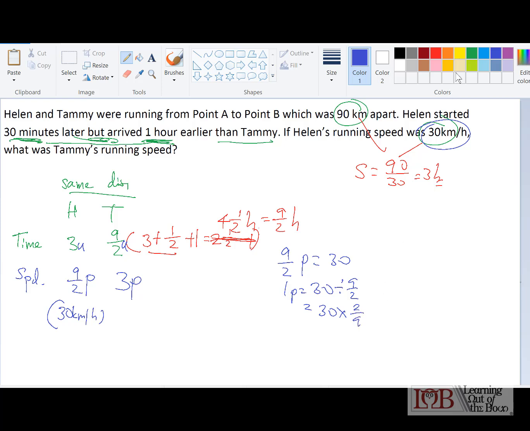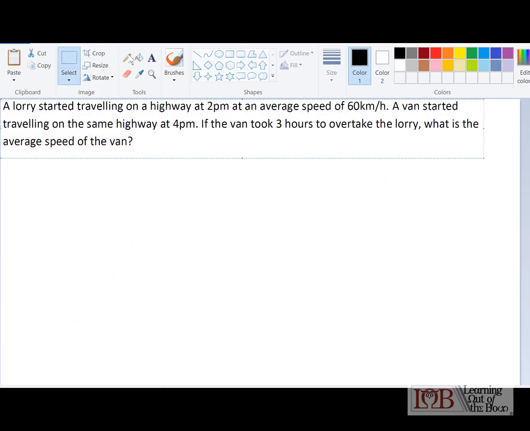Okay, so let's keep it first, because you know that 30 divided by 9, you get some funny numbers. Yeah, so let's see what we can do. What do they want? They want Tammy's speed. So Tammy's speed will be 3P. So we take 3P equals to 30 times 2 over 9, and then times 3. So with this, we can actually do cancellation, and you get a very nice number, which is 20 km per hour.